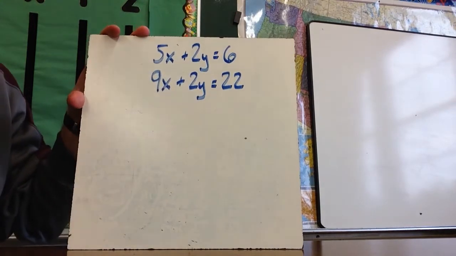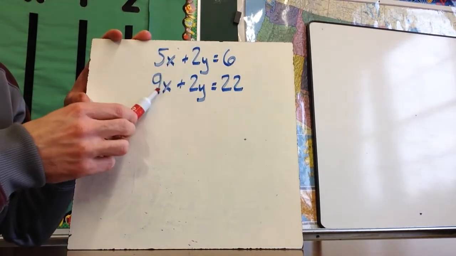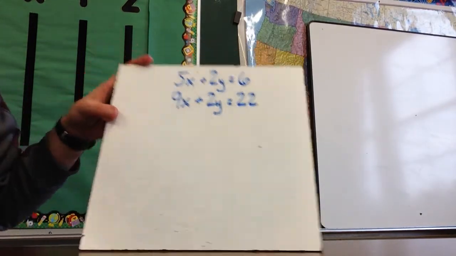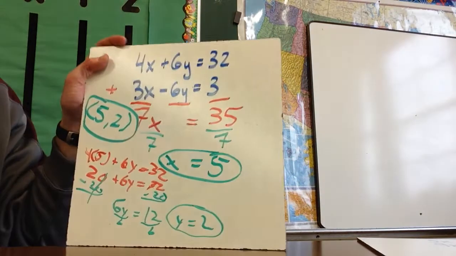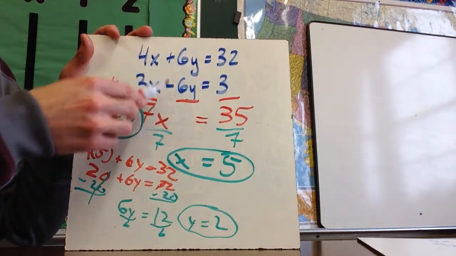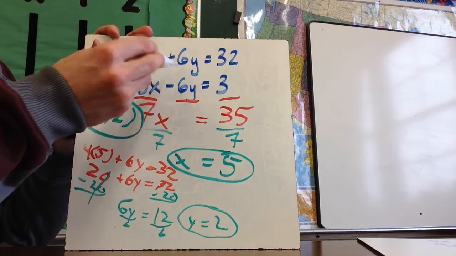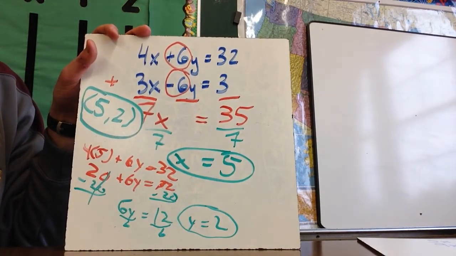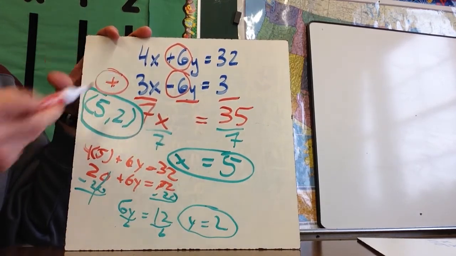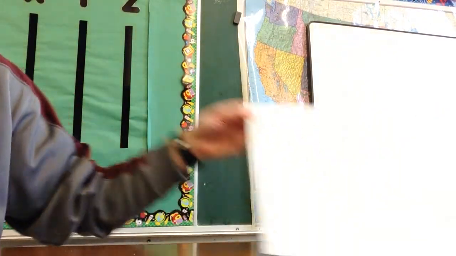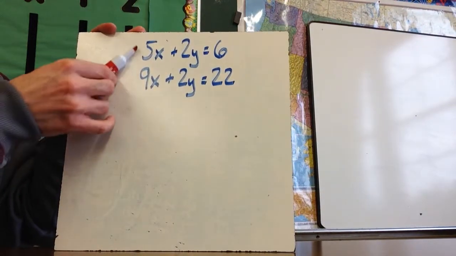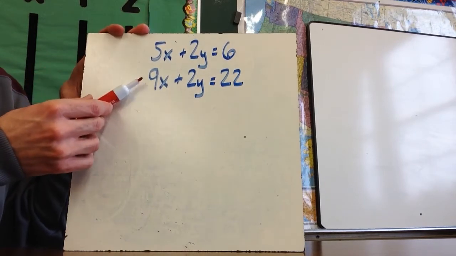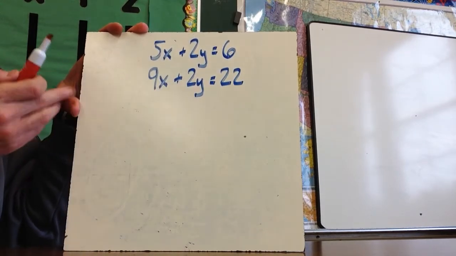Now I have 5x plus 2y equals 6, 9x plus 2y equals 22. These two are the same. Now coming back to this for just a second, I'm sorry, I keep jumping back and forth on you. It's not so much that these signs are opposite, it's that this number and this number are opposite. So when those two are opposite, that's why I'm going to add. Over here, these two are both positive, they are not the same number. Anyone will tell you that 5 and 9 are not the same. However, 2y and 2y are the same.